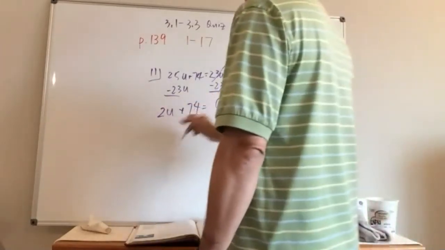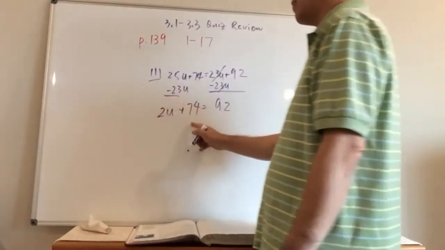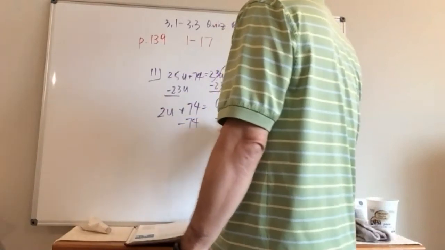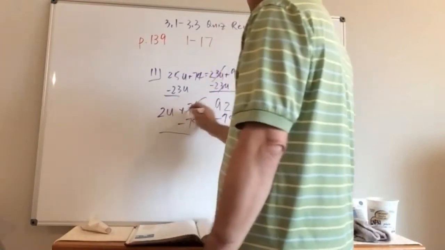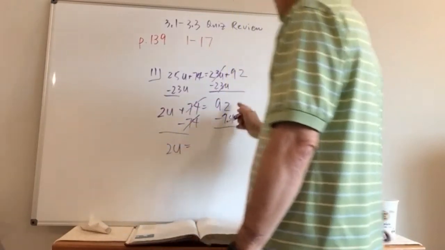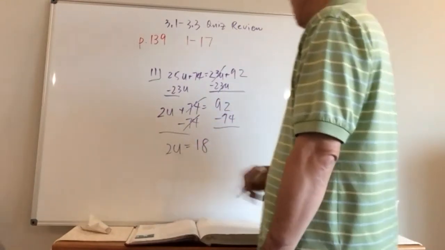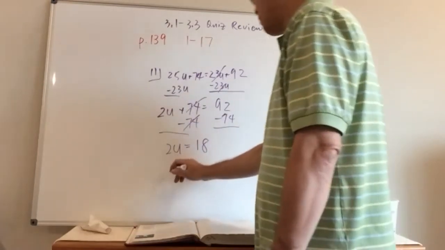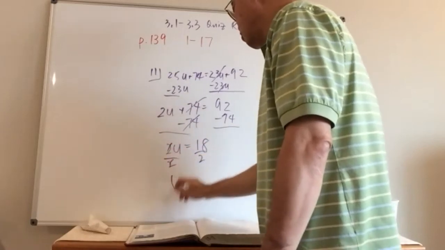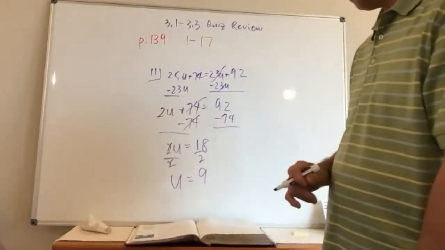Okay, so I want to further isolate the 2u. So I want to get rid of the 74. I'm going to subtract 74 from both sides. This 74 and this 74 go away. I end up with 2u. 92 minus 74 is 18. So divide both sides by 2. I get u is equal to 9. Okay? All right.